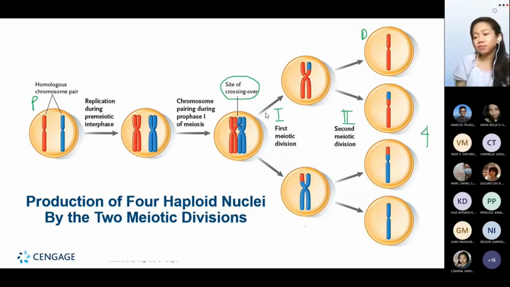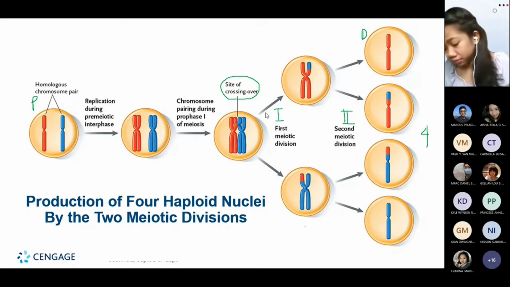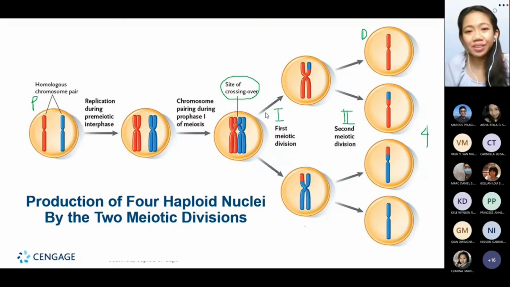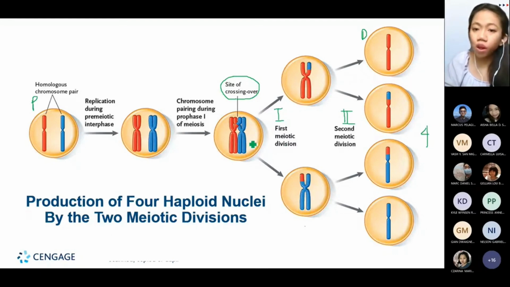Ilang beses nagdi-divide? How many times does meiosis divide? Robert, yes. Ma'am, ano po, yung meiosis po, 2 beses and yung mitosis, 1 beses po. Okay, very good. So, sa mitosis, isang beses lang. Sa meiosis, dalawa. Hence, it led to the two phases. So, the first division, 1 becomes 2, and then sa second division, 2 becomes 4. Yan. So, a lot of differences already.